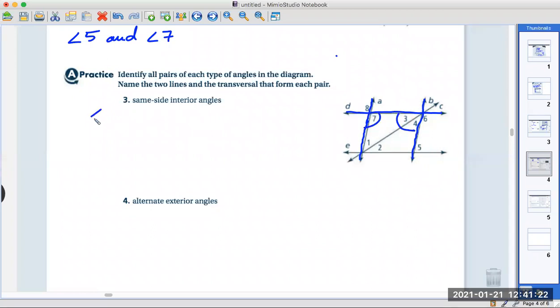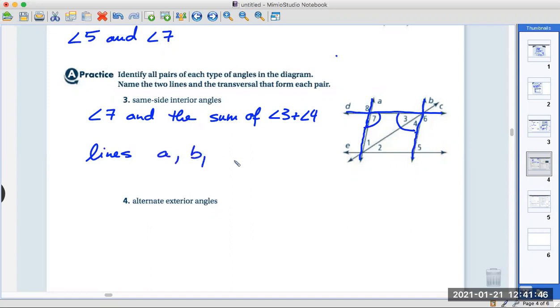Okay, so angle 7 and the sum of angle 3 and 4. Because you have to add these two up. They have to be from here to here and from here to here. Those are called same side interior. And what lines create that? Lines A, B, and D is transversal.